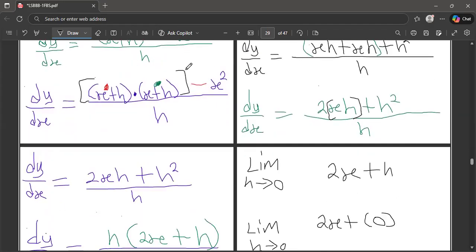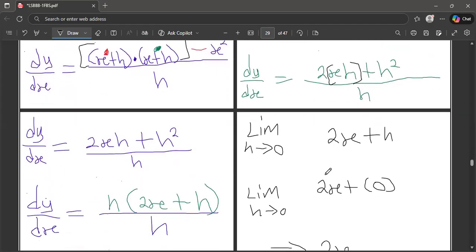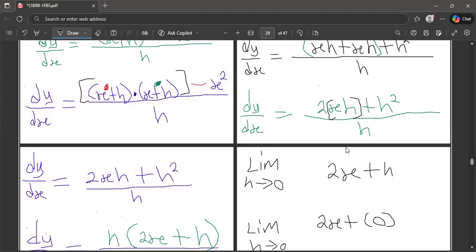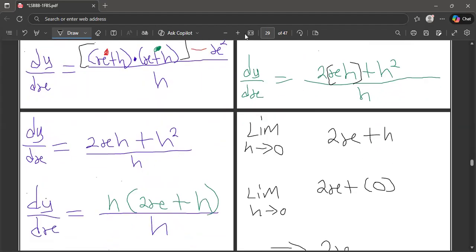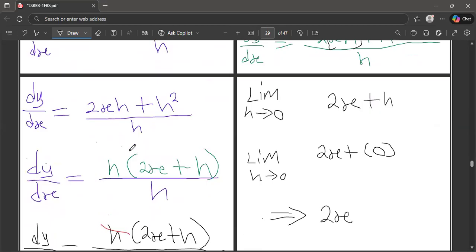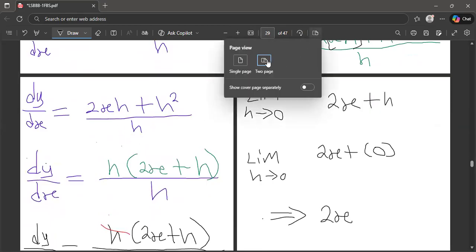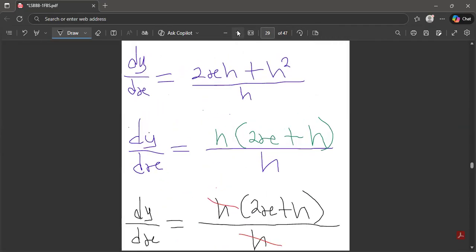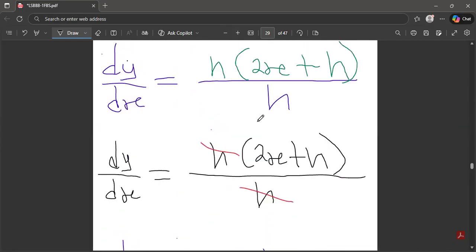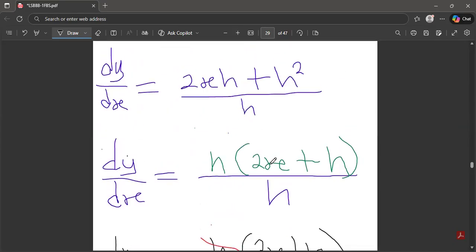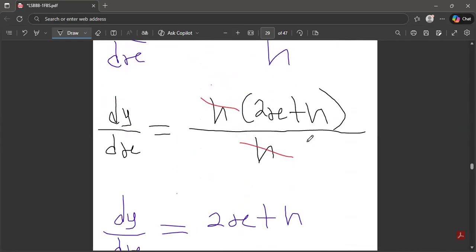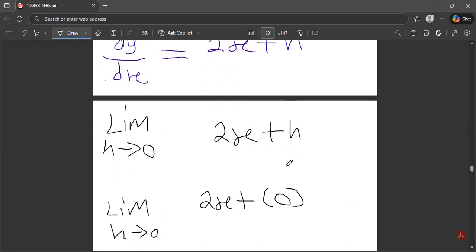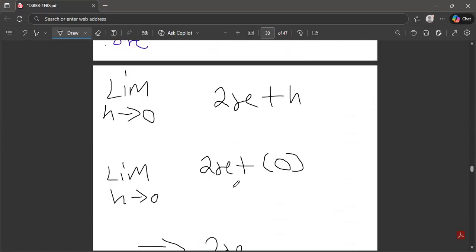At the end of the day, we came to do the substitution over here. So when you substitute the h out, you're going to be left with just this. When you substitute the h out, you're going to be left with 2x plus h. That is what we did over here. Now we are left with 2x plus h. When we take limit as h approaches 0, we are just left with 2x.